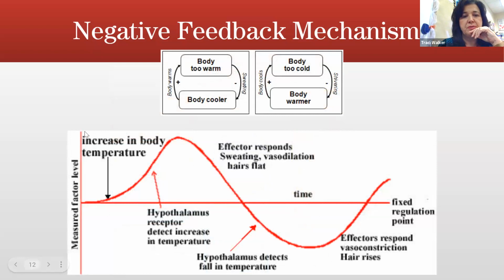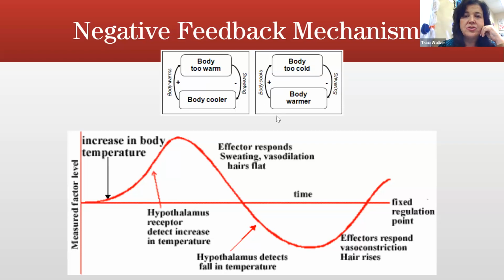This is just another simplified way of looking at it. So if your body gets too hot, you will sweat and that will cool you down. Likewise, if your body's too cold, your receptors will pick up the change in temperature and will tell your brain it's getting cold. Your brain will tell your muscles to start shivering, which means they're just contracting. They're contracting automatically without you causing them to contract. And that muscle contraction generates heat and that warms your body up.